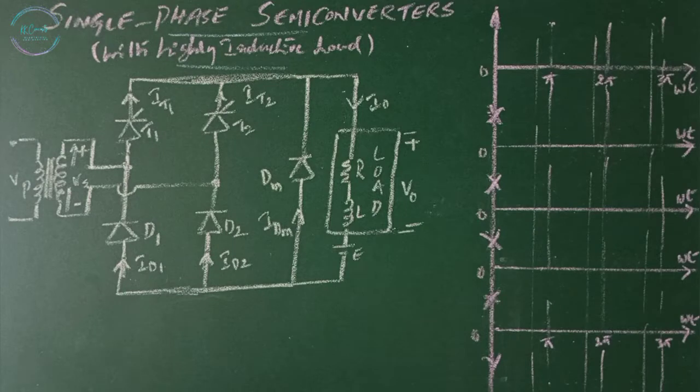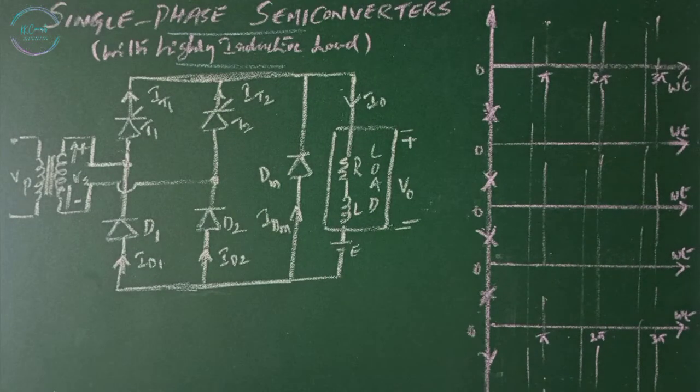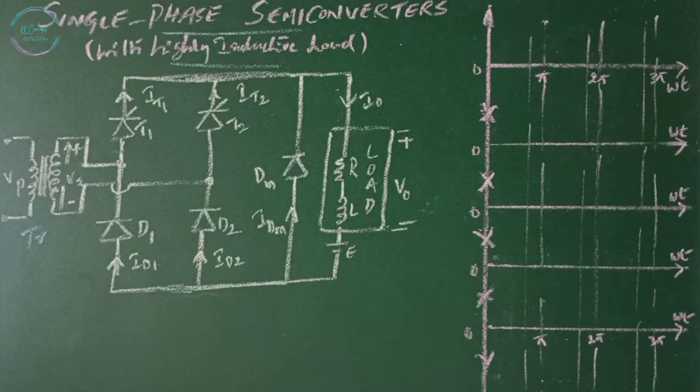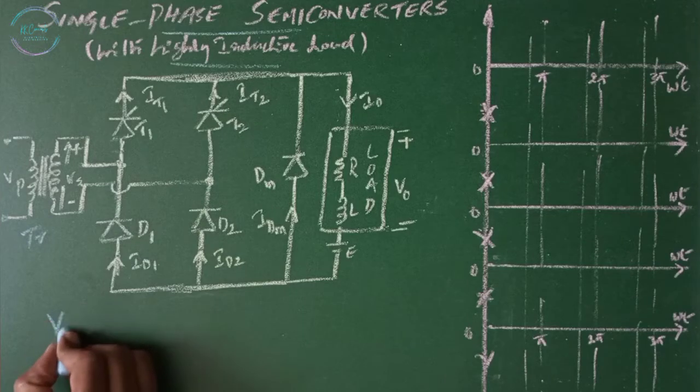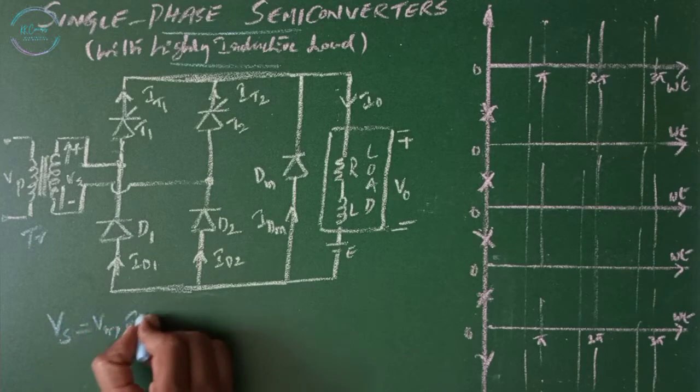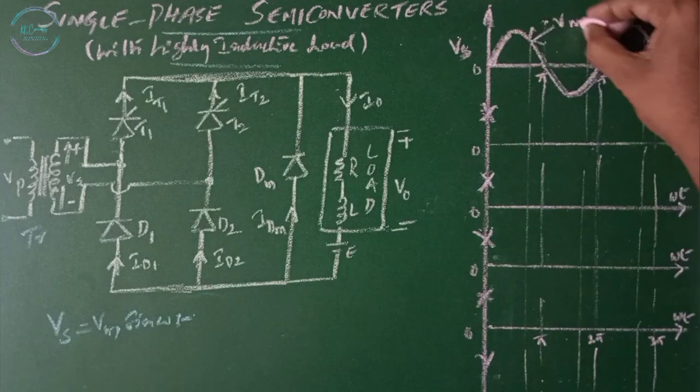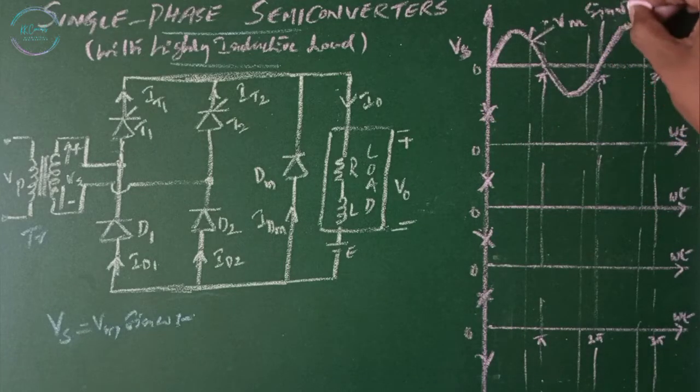Single-phase semiconverter with highly inductive load. The load current is assumed continuous and ripple-free. When the supply is given to the transformer primary, it's going to induce the voltage in the secondary, that is Vs equals Vm sine omega t. This is Vm sine omega t.